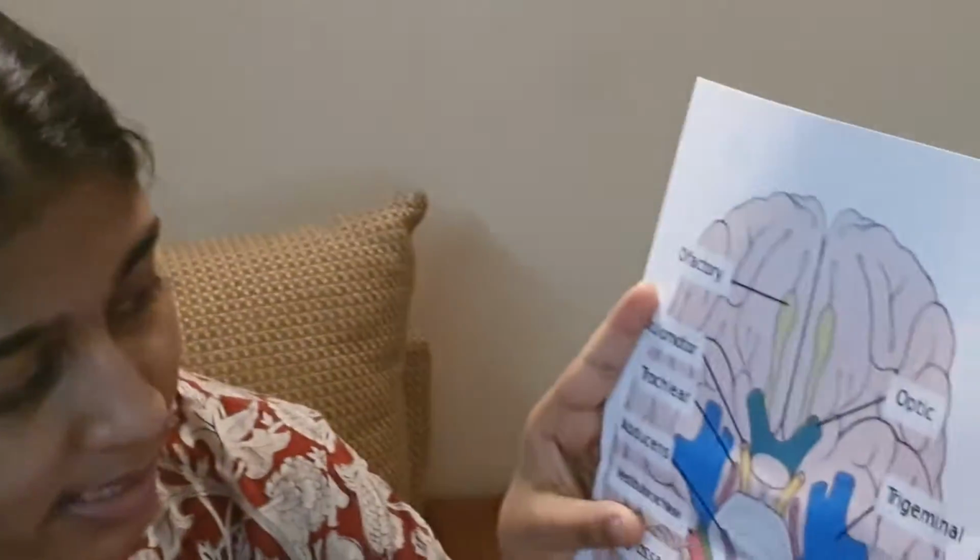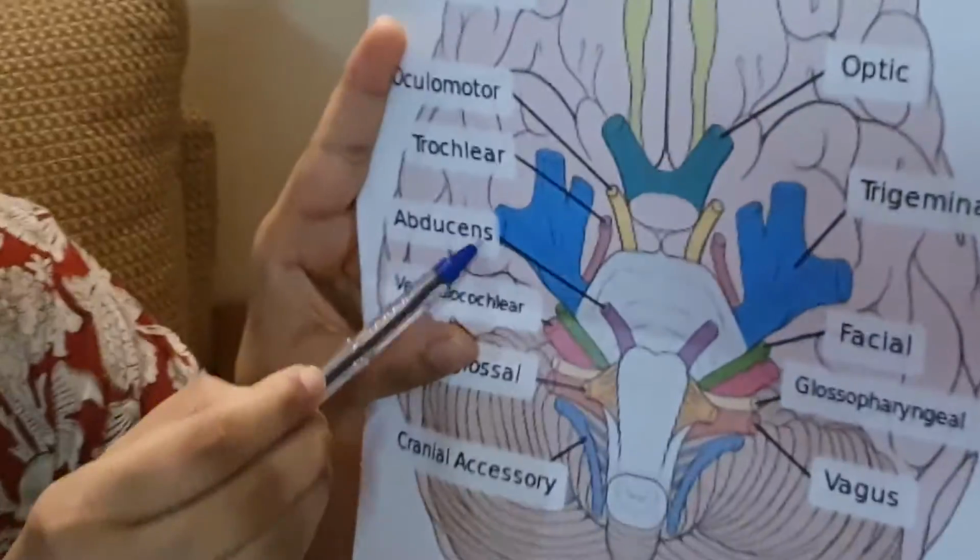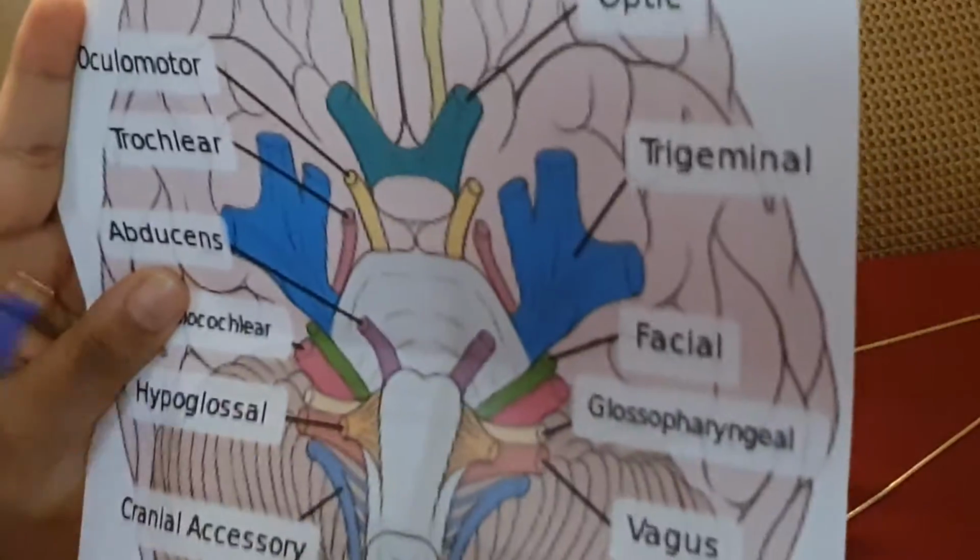The next nerve I'm going to talk about is the abducens nerve. Abducens nerve is this pink color which you can see over here. This is the abducens nerve in this picture. This nerve allows our eyes to look from side to side.